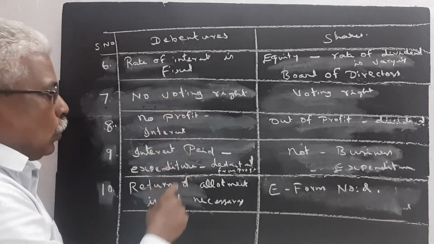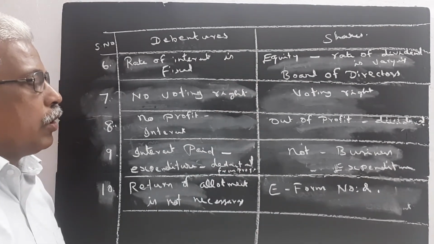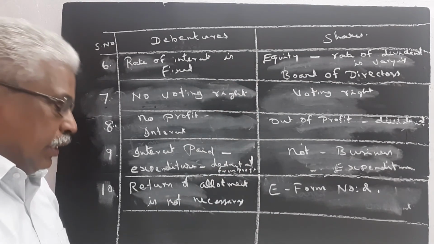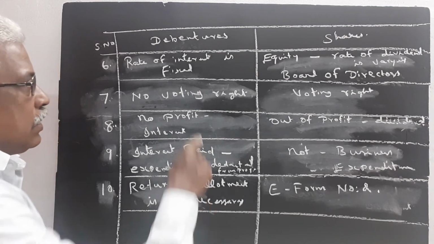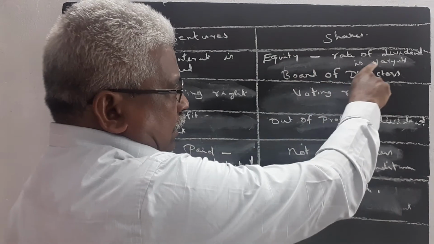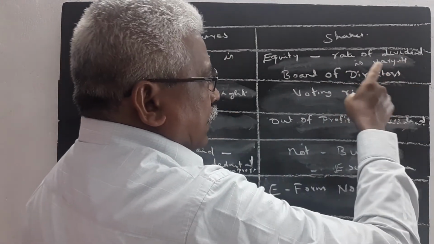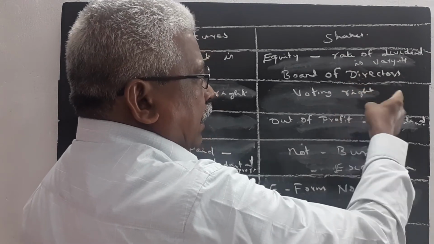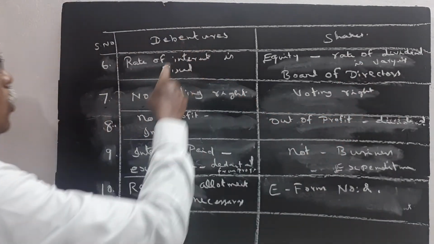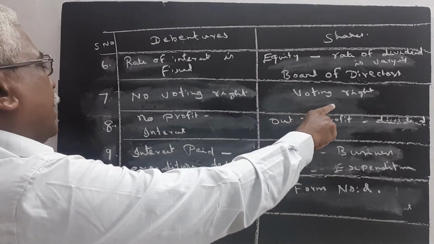Debenture can be issued at a discount also. Share cannot be issued at discount according to the Companies Act 2013. The rate of interest is fixed in the case of debenture. The equity shares' rate of dividend may vary. The board of directors has the power to decide and declare dividend. The debenture holders have no voting right. The shareholders are enjoying the voting right.